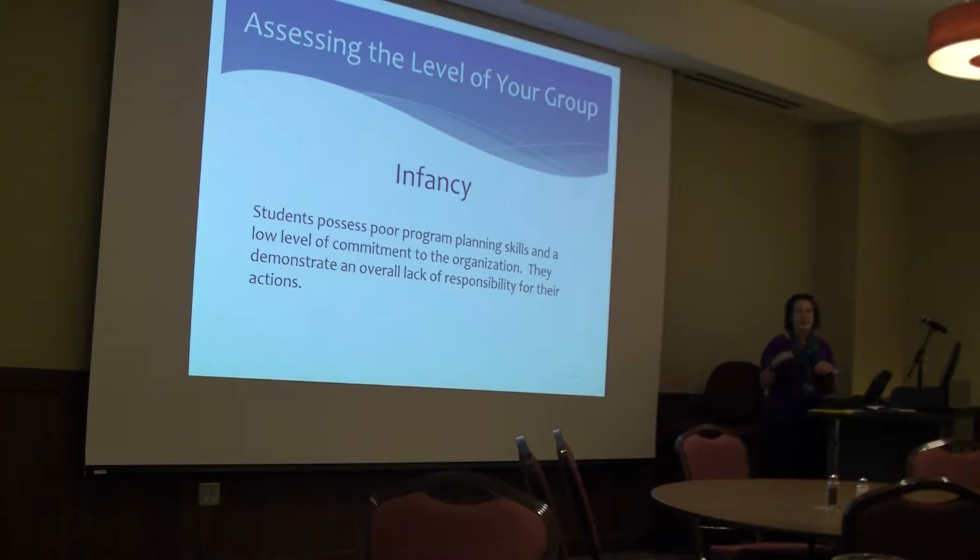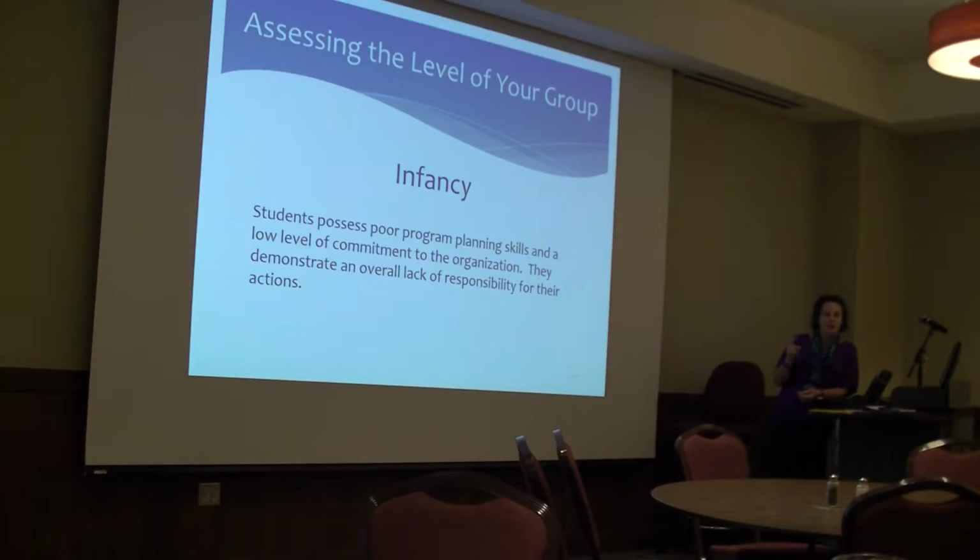So here are the different levels of groups that you might have. The first group is the infancy level. A lot of times it may be a freshman or sophomore that's starting the organization, and they brought in all their own friends to be the officers. They've never run an organization, they've never really been in one, they just knew they wanted this organization on this campus and we didn't have it, so they're going to jump in and do that. So they may have some poor program planning skills. This may not be that they are bad at it, they may just not have the knowledge of how to do it. And they may not be terribly committed to the organization.